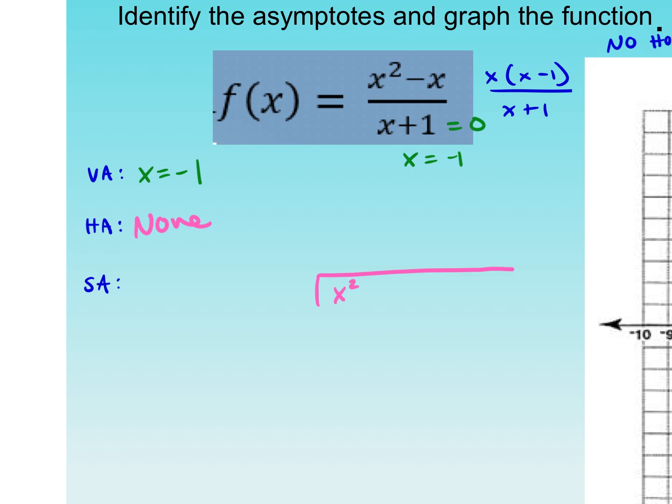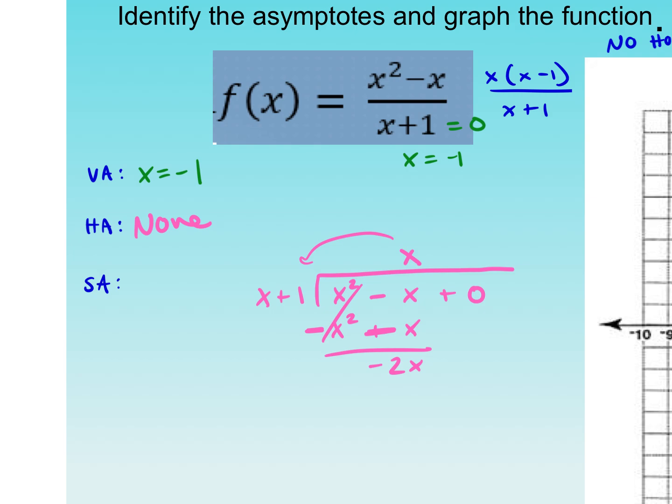So inside the box, I've got x squared minus x. I'm going to say plus 0 to act as my placeholder there, because I need a constant. And then outside, we've got x plus 1. So step 1, we divide. x squared divided by x is x. Then we multiply. We get x squared plus x. Change the signs and combine. So this turns into negative 2x.